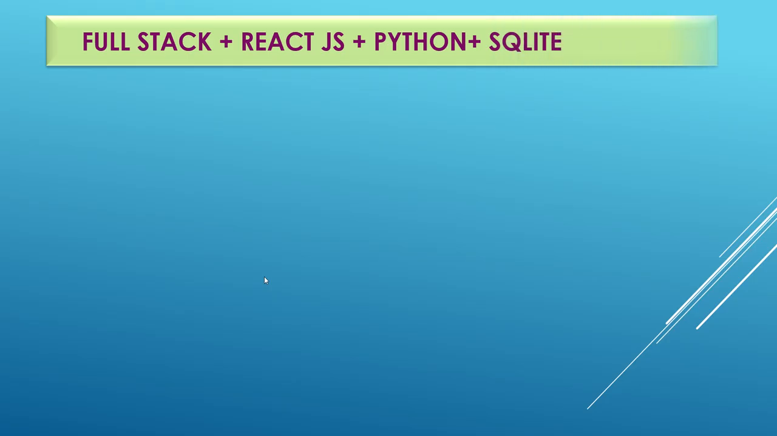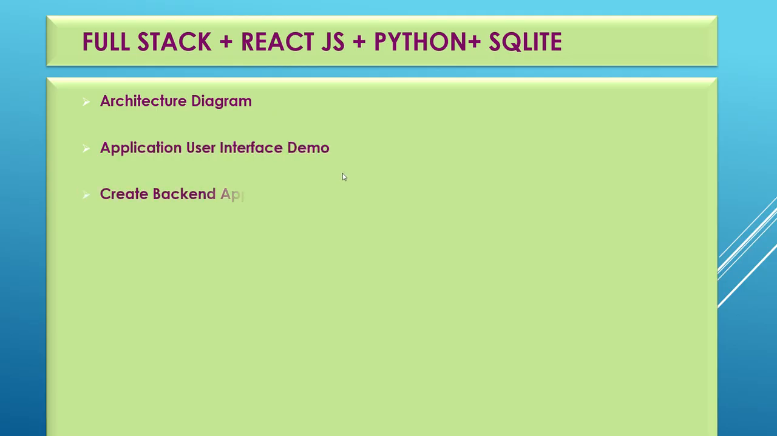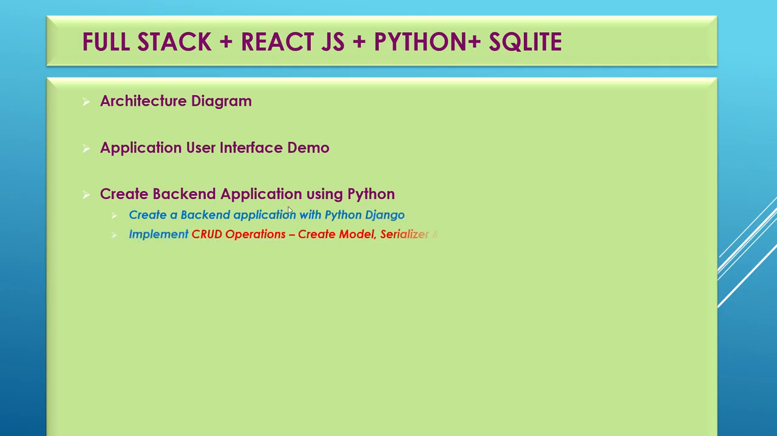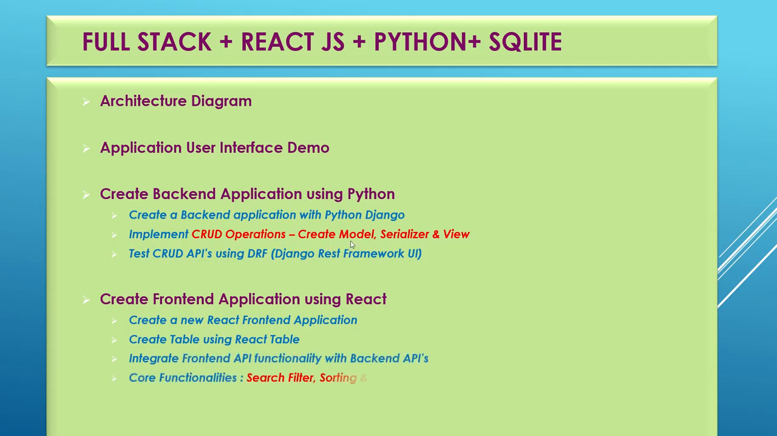So these are the points we are going to implement in sequence. First we will see the architecture diagram, next I will show you a small demo of the user interface, and next we will create a backend application using the Python Django framework. Next we will implement CRUD operations, and while implementing them we are going to follow a sequence: we will create a model, serializer and view, and we will configure the URLs. Finally we will test our backend application using the Django REST framework user interface.